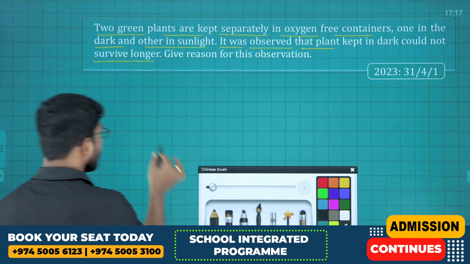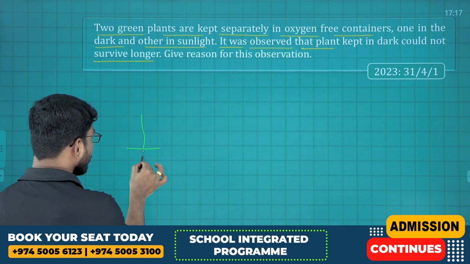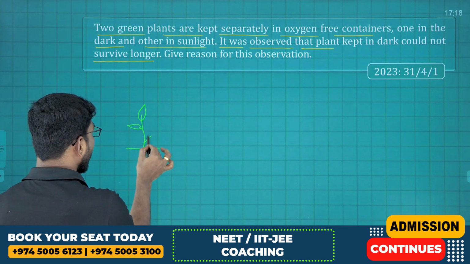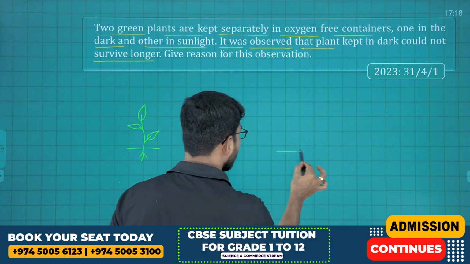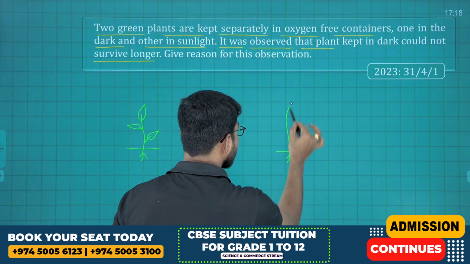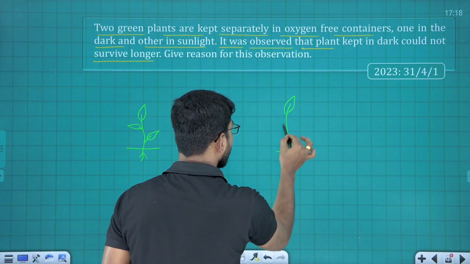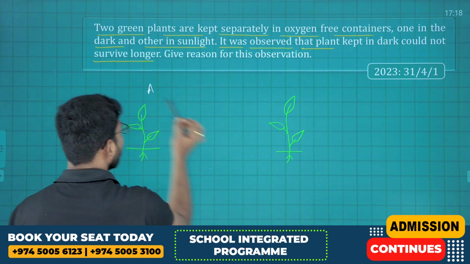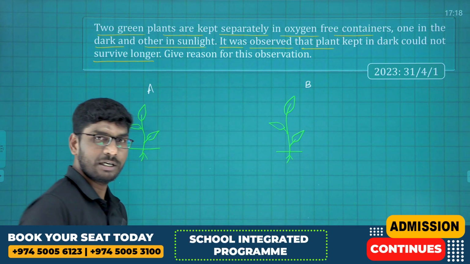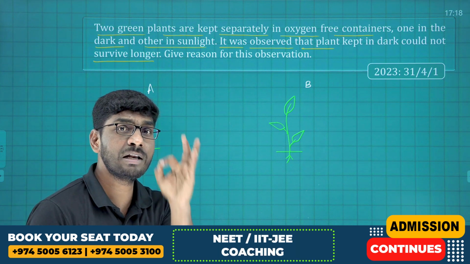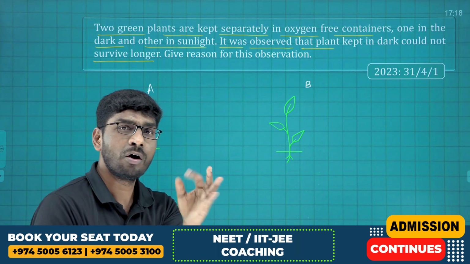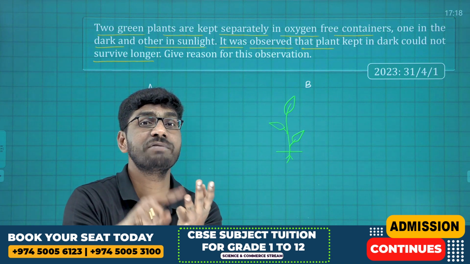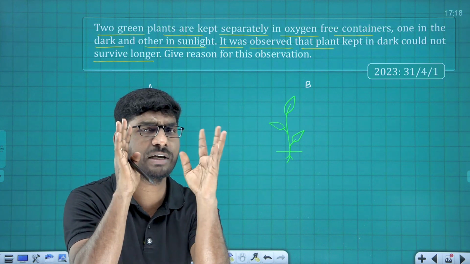Okay, let me take two plants. This is one plant which we are keeping in sunlight, plant A, and here there is plant B, kept in the dark. Plant A in sunlight, plant B in the dark. Am I clear? Carefully listen. We can get an activity question: carbon dioxide is essential for photosynthesis, sunlight is essential for photosynthesis. From these two activities, we can expect one question.